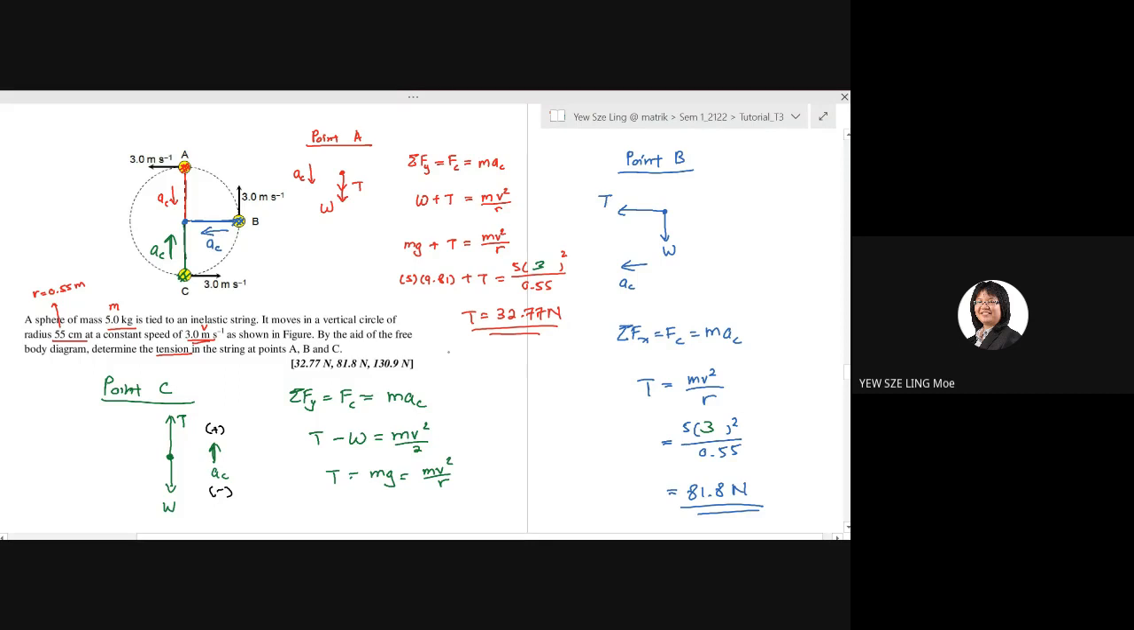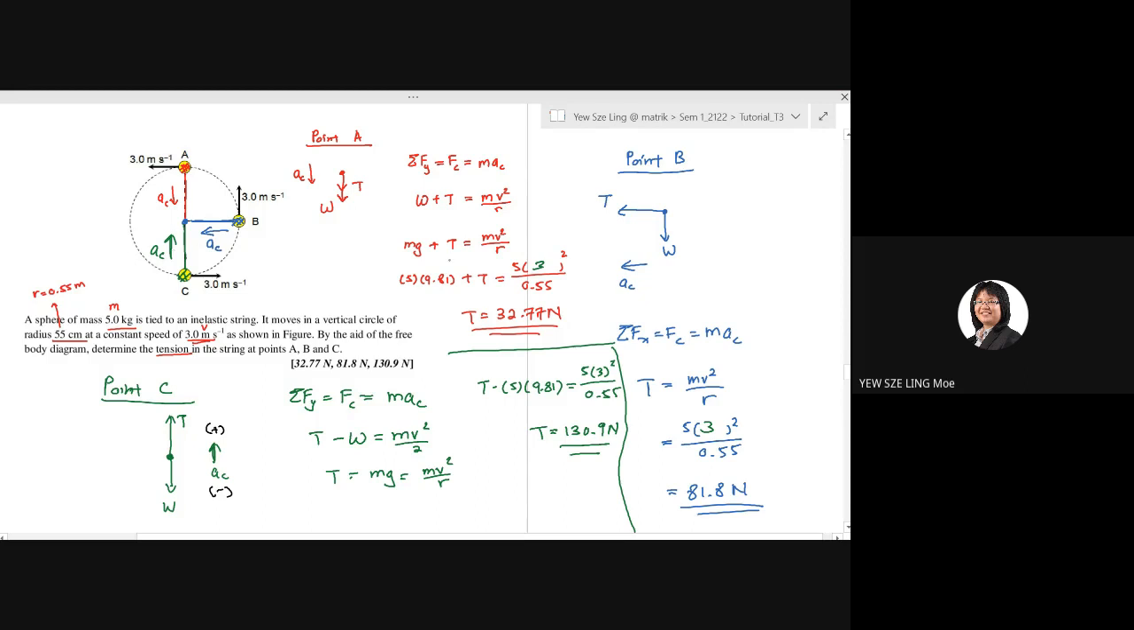Then what do we have? Okay, we then substitute the values into the equation. T minus 5 times 9.81 equals 5 times 3 squared over 0.55. T is then equal to 130.9 Newton.